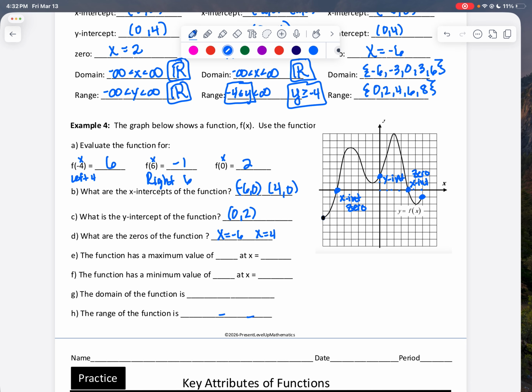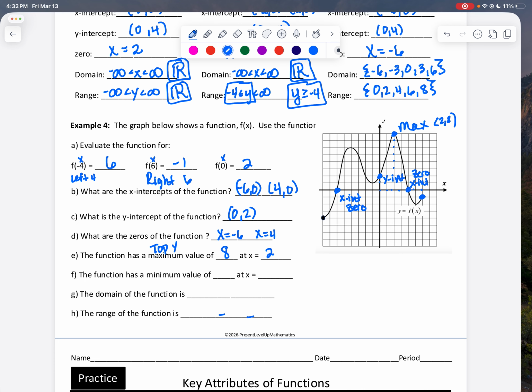All right, the function has a maximum value of blank at x equals blank. So that is the top y value. A maximum is the top y value. So look at the graph. You want to find the highest y value on that function, and it occurs right here. So let me label that as maximum. It's at 2, 8. So it has a maximum value of 8 at x equals 2.